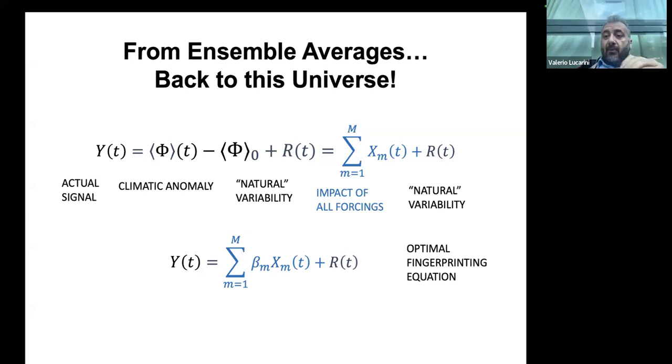So somehow, by basically adding the natural variability, we obtain something that looks a lot like the optimal fingerprinting equation, except for the betas. And why? The reason why the beta does not appear is exactly because we are using a linear response theory.